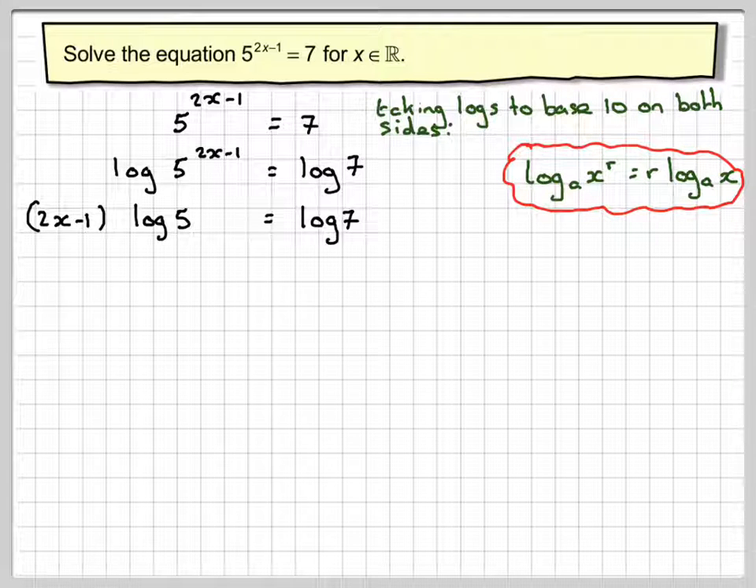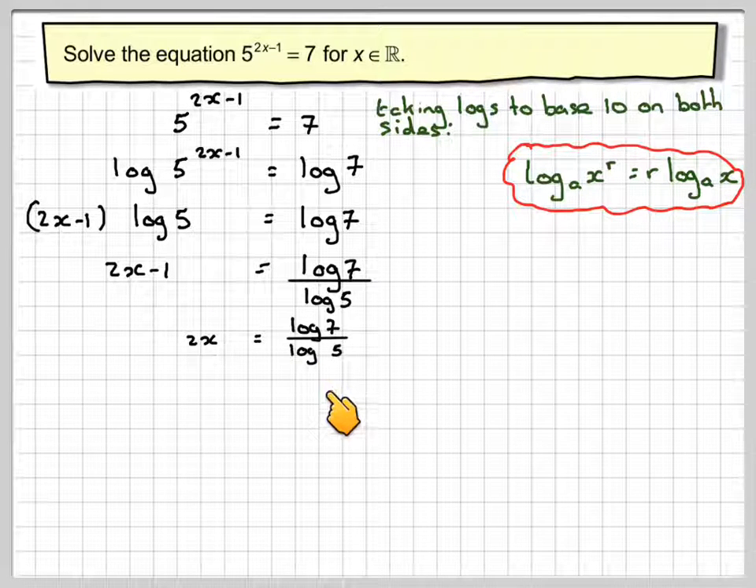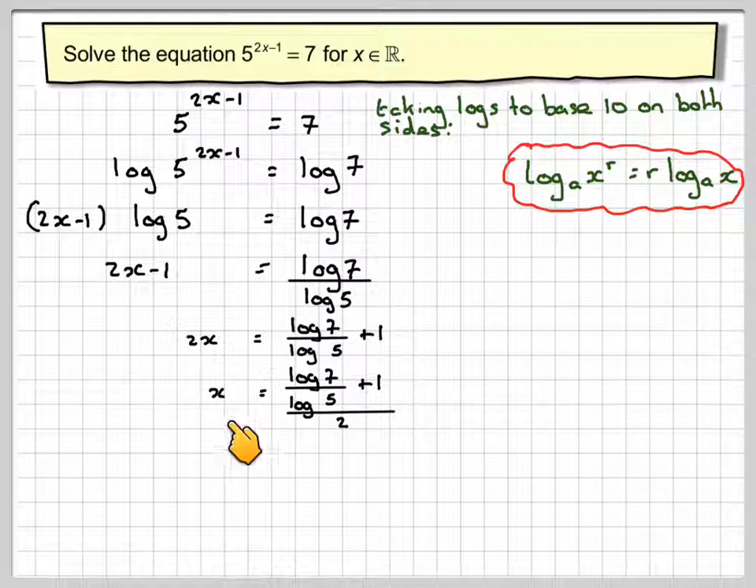Now we've got several ways which we can approach this, and I'm going to look at different ways in this video from this step here. One thing to do is just to divide both sides by log 5. You get 2x minus 1 is log 7 over log 5. And then add 1 to both sides, so we have 2x is equal to log 7 over log 5 plus 1. And then divide everything by 2, so x is equal to log 7 over log 5 plus 1, all over 2.